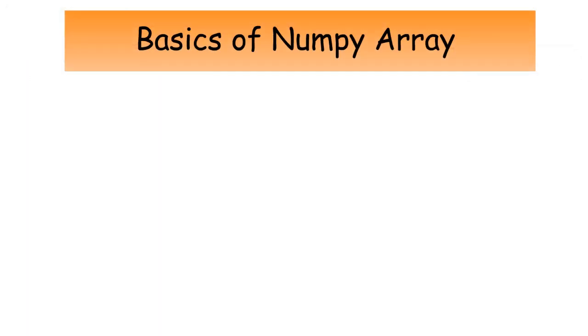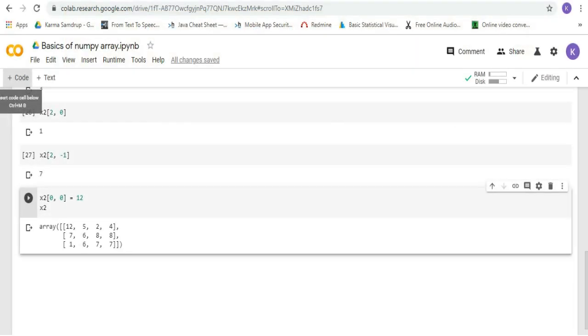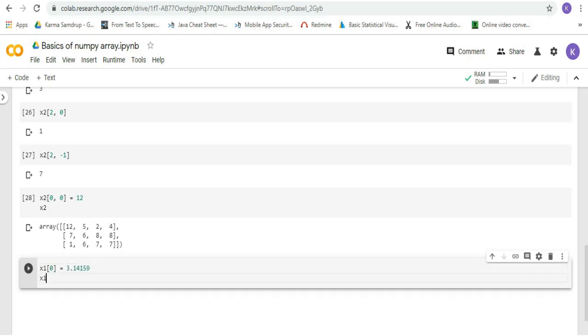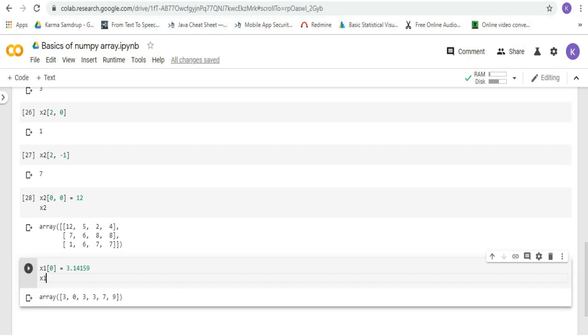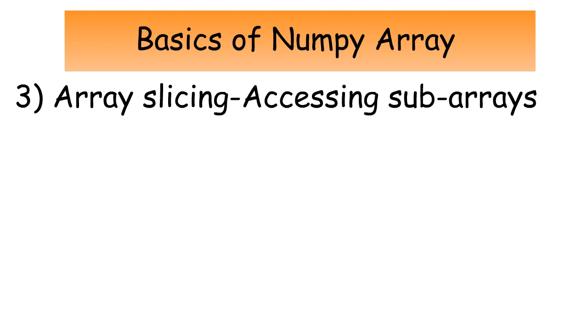We need to remember that NumPy arrays have a fixed type, unlike Python lists. For example, if you attempt to insert a floating point value into an integer array, the value will be truncated like this. When we run this, we can see that the element has a truncated value in the array. Number 3 is array slicing, accessing sub-arrays.